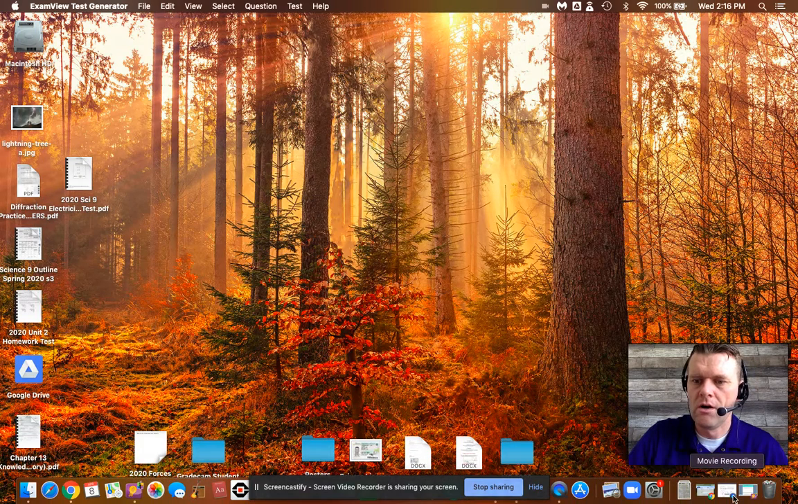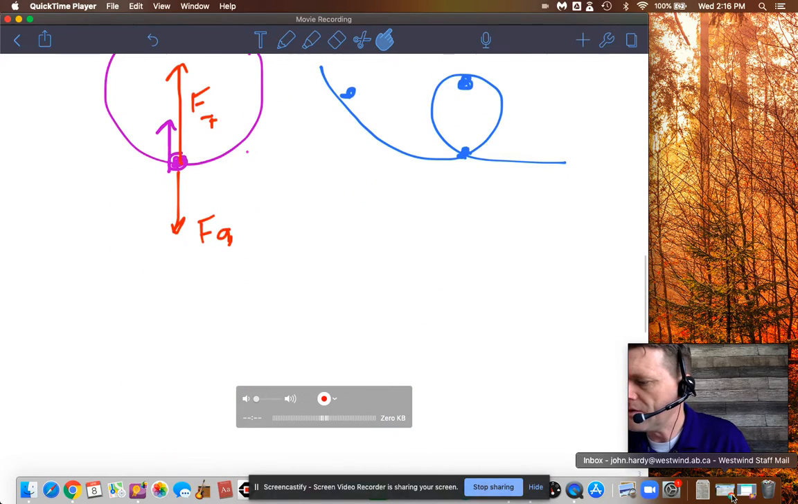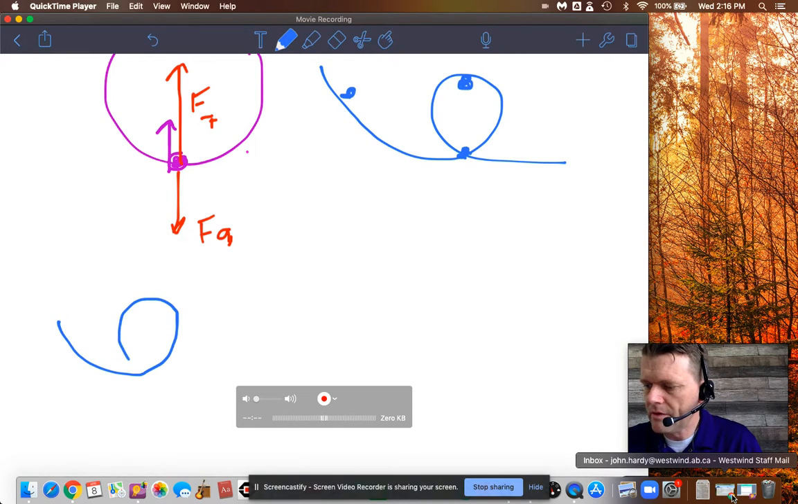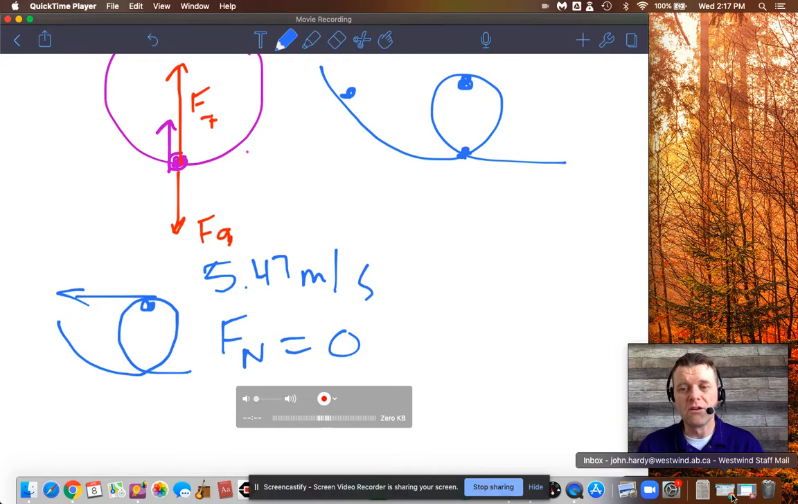So let's look at that right here. At the top of the loop, the mass is here, moving at 5.47 meters per second. It does say that the force that the track exerts on the marble is 0. That's really important to catch, because that means that the normal force is equal to 0.